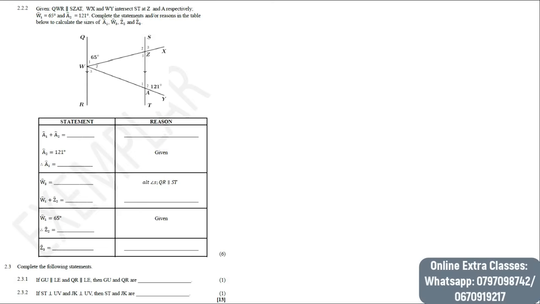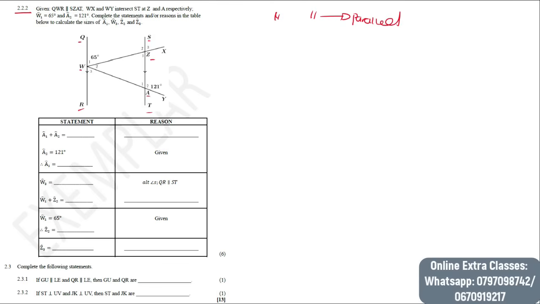Now we will move to question 2.2.2. So if we check question 2.2.2, we can see here that we are given QWR and SZAT. So the two lines, whenever we see two lines like this, just know that this represents parallel. It means that the lines are parallel. So we are told that QWR is parallel to SZAT. So these two lines are parallel.